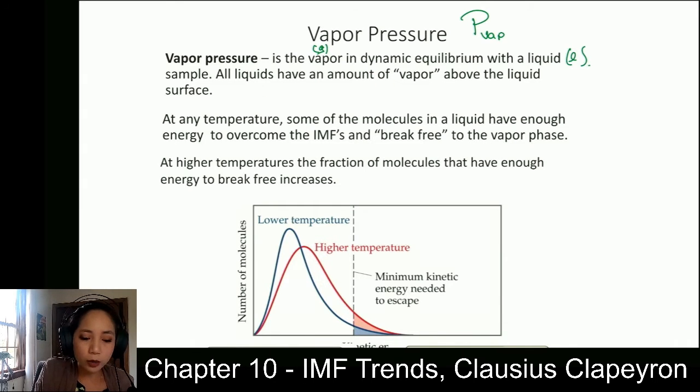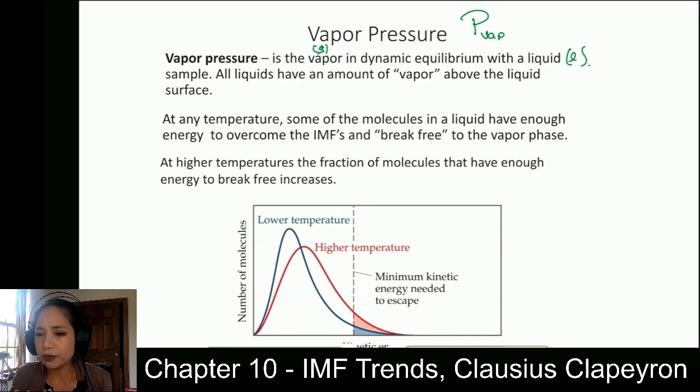So all liquids have some amount of vapor above the liquid surface. This might be a concept that sounds new to you, but we've all actually experienced this in real life. So if you've ever used nail polish remover, which is the chemical acetone, you buy it from the store, it's a liquid. But if you ever pour some acetone out, it has a very distinctive smell. So that smell that you are experiencing is actually the vapor pressure exerted by that liquid.